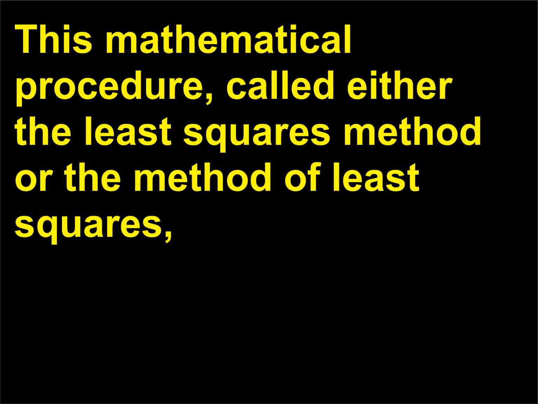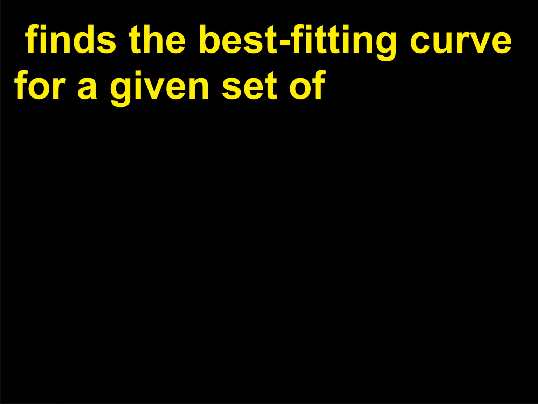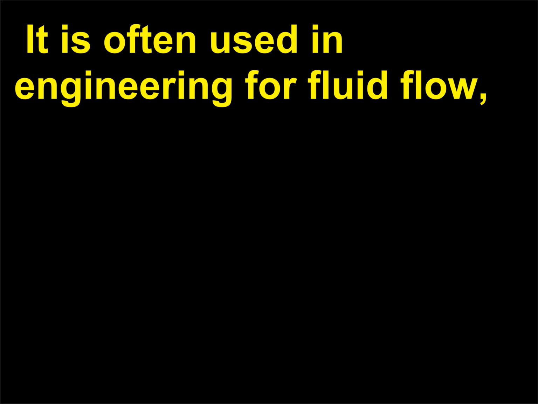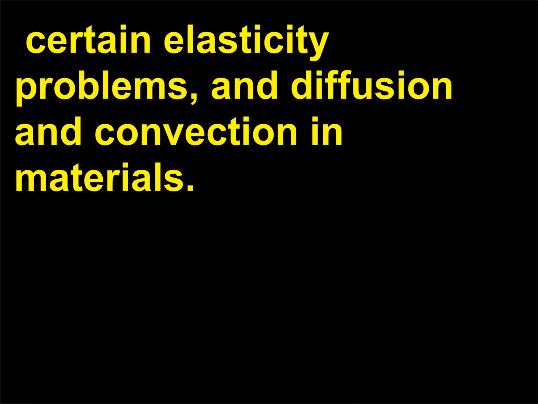This mathematical procedure, called either the least squares method or the method of least squares, finds the best fitting curve for a given set of points by minimizing the sum of the squares of all deviations from the curve. It is often used in engineering for fluid flow, certain elasticity problems, and diffusion and convection in materials.